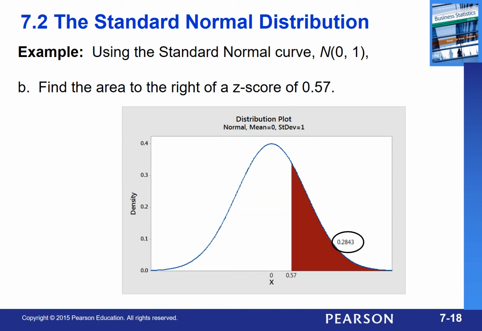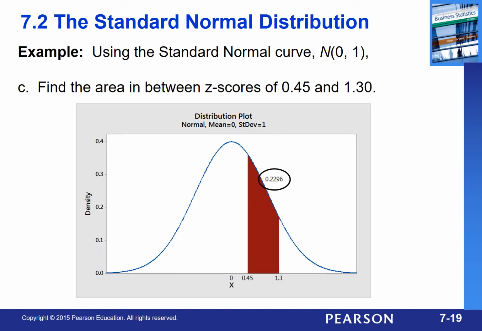So when you're trying to find area to the right, here's what it would look like, and you'd come up with 0.2843. Here's what the in-between value will look like. So if you need to find out what's going on between two scores, you would be using Minitab's probability distribution plot to do that as well.